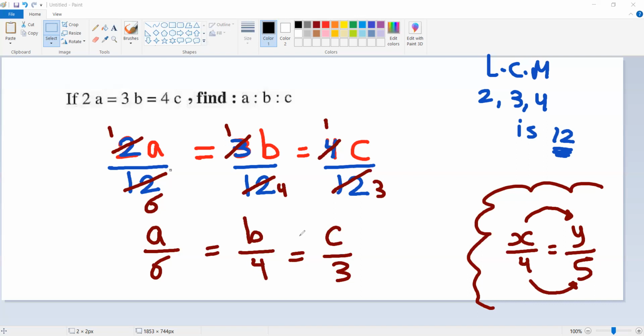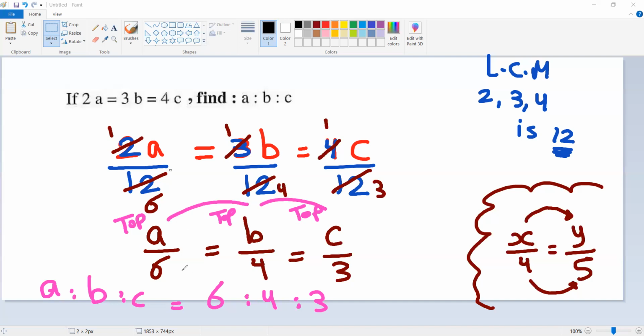Okay? So here we have top, and here's top, and here's top. So we can say the top to the top to the top, A to B to C, is equal to what? Bottom, 6 to 4 to 3, because we have three ratios. So A over B over C is equal to 6 to 4 to 3.